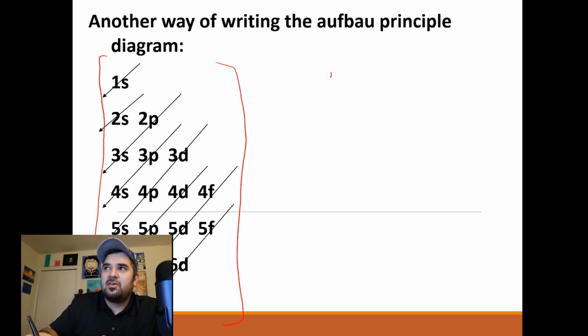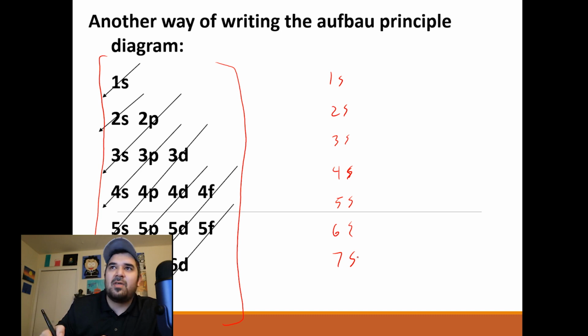Here's how you're going to do it. So you're going to go 1s. So 1s is by itself. Next, you have 2s. So I'm just going to put the s's all the way down. So then you got 3s, 4s, 5s, 6s, and then 7s. These represent the 7 levels that we have.